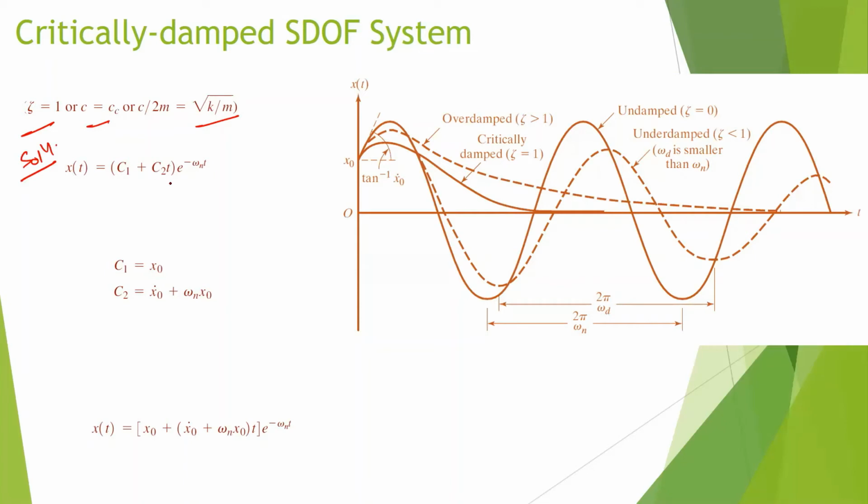x(t) is equal to (C1 plus C2 t) e raised to the power minus omega n t, and C1 and C2 can be found using initial conditions. This is the displacement, and the initial condition of velocity is this one. So if we put t equals 0 and x(t) equals x naught, and we differentiate this equation and apply the second initial condition, we get C1 and C2 in this form. So the complete solution can be represented by this equation.